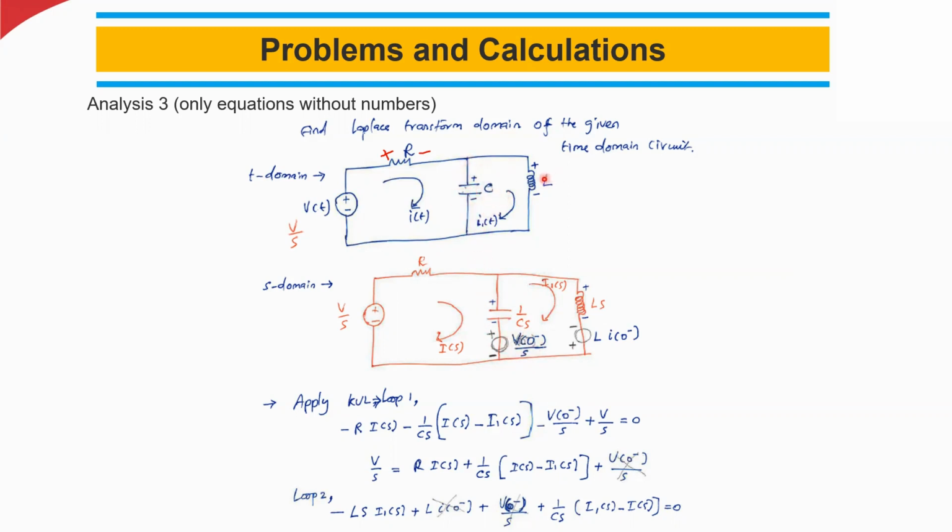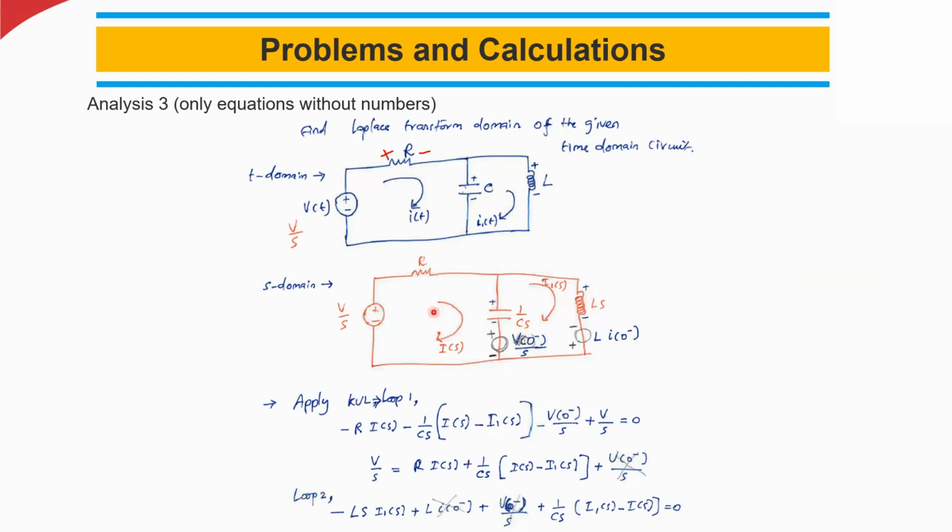Also the inductor I just draw as it is, and the polarity is the same, plus and minus. Here the impedance value is L times S, because this is an inductor, so we just write it as it is. For the capacitor, the impedance is 1 divided by Cs. For the inductor, it's just L times S. The initial voltage I write as L times I of 0 minus. Remember one major difference in the initial voltage source of the inductor: it has the opposite polarity of the source.